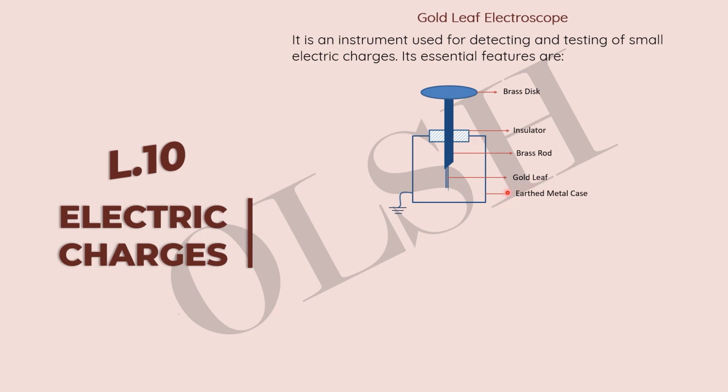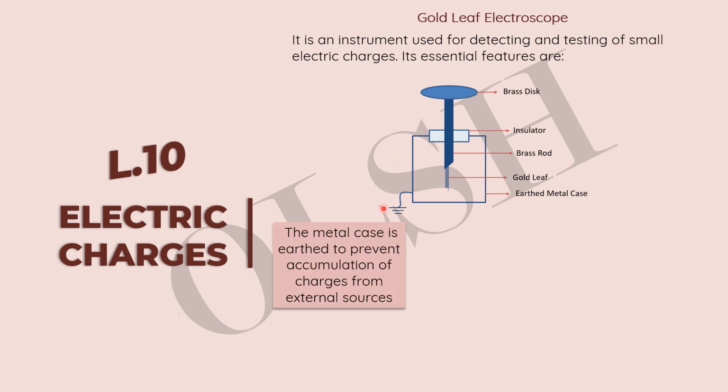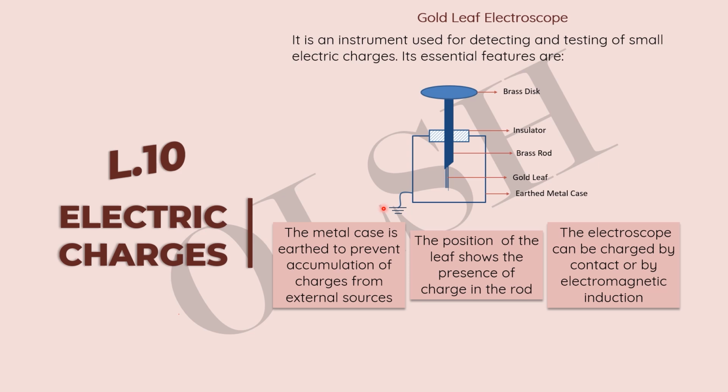We have the gold leaf, and then we have a metal case that is earthed. The metal case is earthed to prevent accumulation of charges from external sources. Then the position of the leaf shows the presence of charge in the rod, and the electroscope can be charged by contact or by electromagnetic induction. So these are the basic things we need to know about the electroscope.